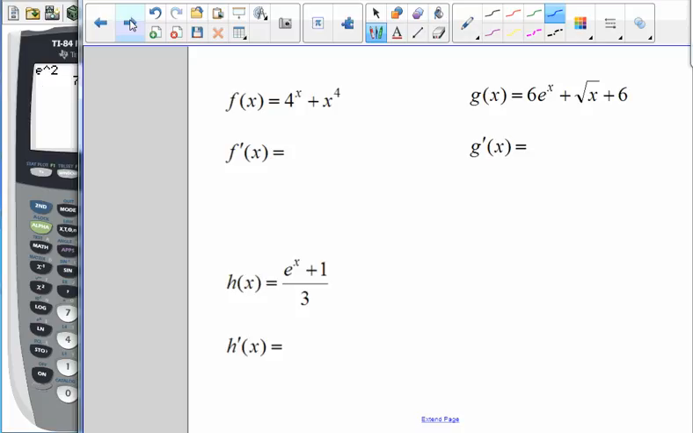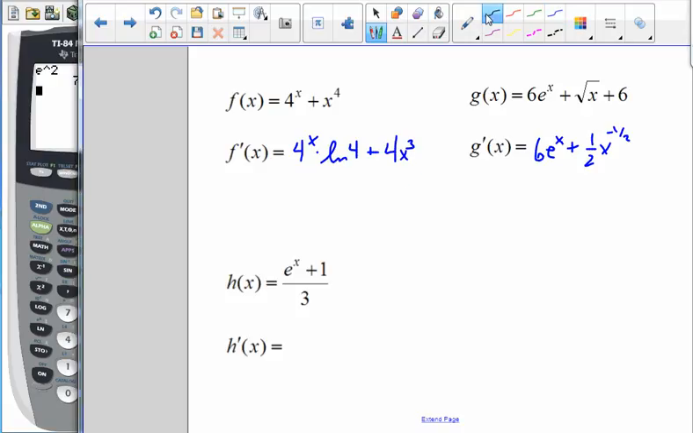All right, welcome back. What we want in this first problem is to recognize the difference between the exponential rule and the power rule. So the derivative of 4 to the x is 4 to the x times ln 4, and then this power rule is the one we learned before, 4x cubed. For this one, the derivative of 6e to the x is just 6e to the x. The derivative of root x is 1/2 x to the negative 1/2. And of course, 6 is just a constant, and its derivative is 0.